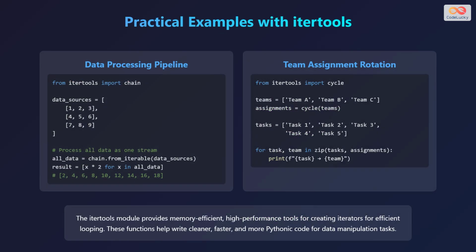Let's explore some practical examples using itertools. First, we'll look at a data processing pipeline. Here, the itertools.chain function is used to process data from multiple sources as a single stream, improving efficiency. Second, we will examine a team assignment rotation. The itertools.cycle function is used to assign tasks to teams in a repeating round-robin fashion.